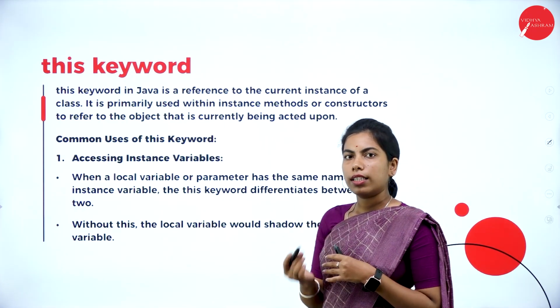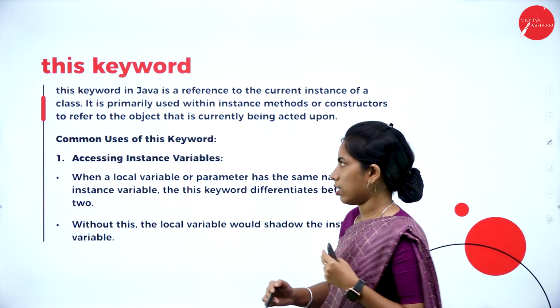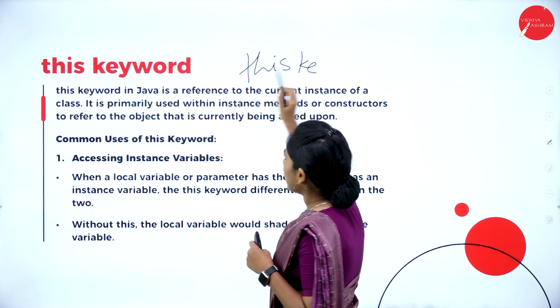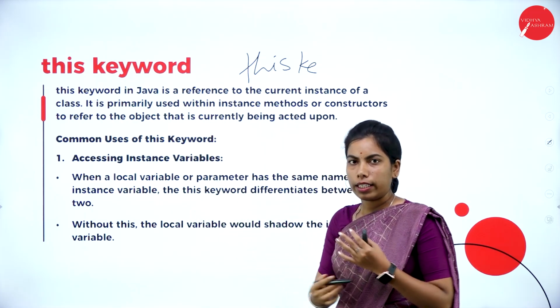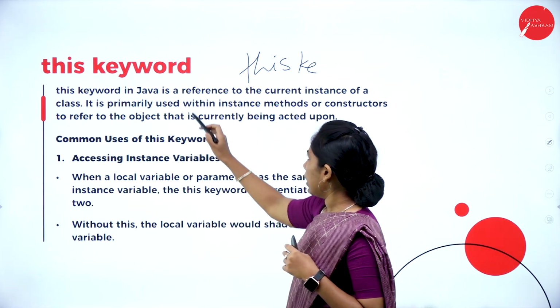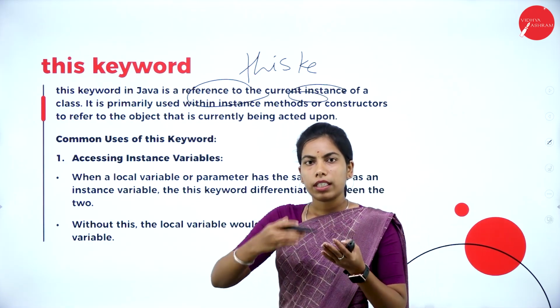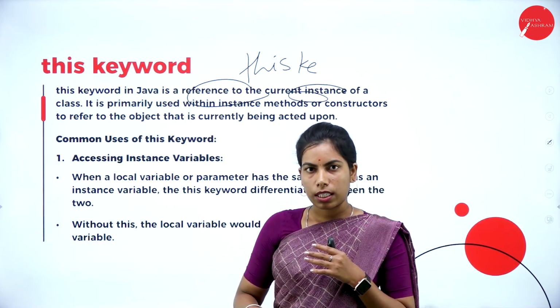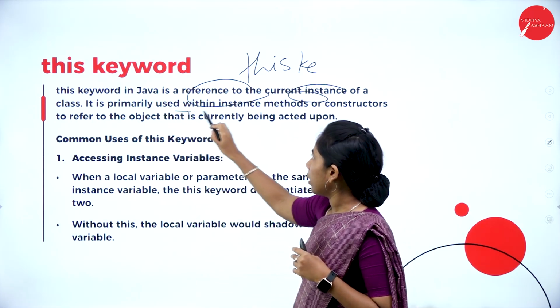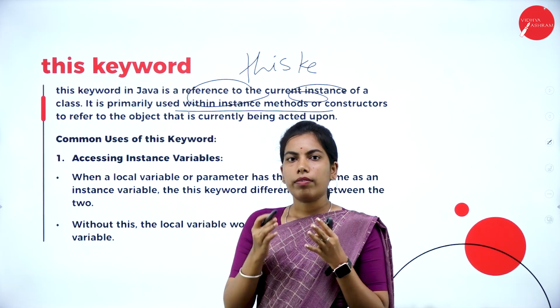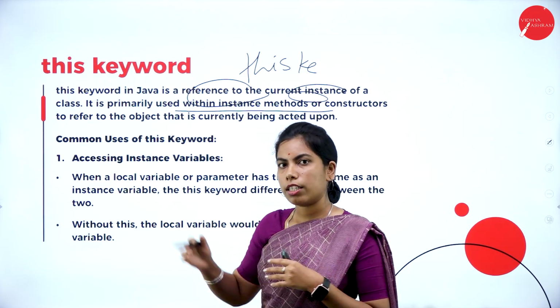So next we can see the this keyword. The name refers to this. The this keyword is nothing but a type of identifier or keyword. Mainly it is a reference to the current instance of the class. So mainly within the class we create an instance of the objects, right? So it is primarily used within the instance methods to define what exactly we are currently using within the class. That is what the this keyword is.